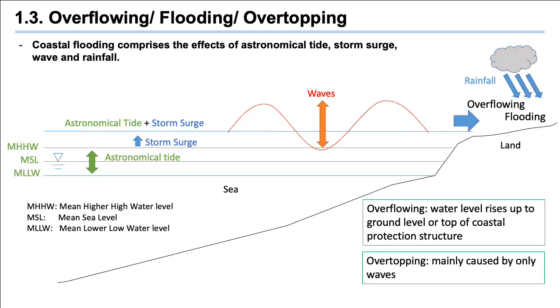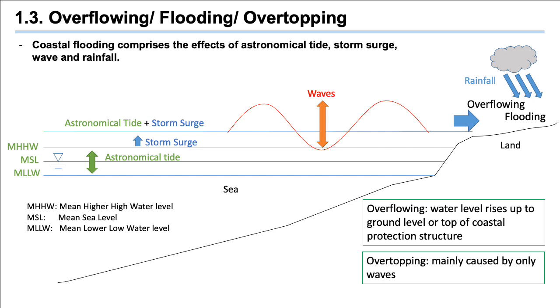Okay, next I'd like to explain the mechanism of overflowing, flooding, overtopping. Coastal flooding comprises the effects of astronomical tide, storm surge, wave, and rainfall. As you know, sea level always changes from low water level to high water level, that is astronomical tide. Astronomical tide has some range of water levels. Cyclone causes storm surge and high waves.